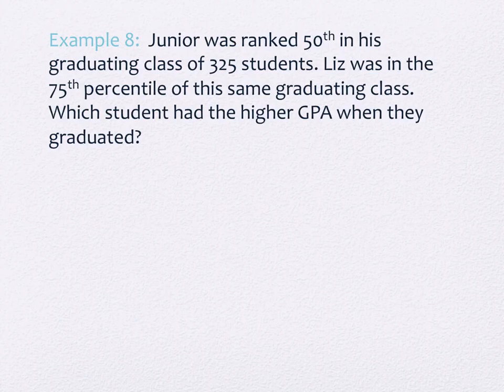So we get to decide. We either need to change Junior's 50th ranking into a percentile, which we can do, or we need to change Liz's percentile into a ranking. Which one would you like to do first? We're going to do them both just so you can see how both of them work. Junior first. Okay, so for Junior, he's the 50th person out of 325. So how many people are actually below Junior?